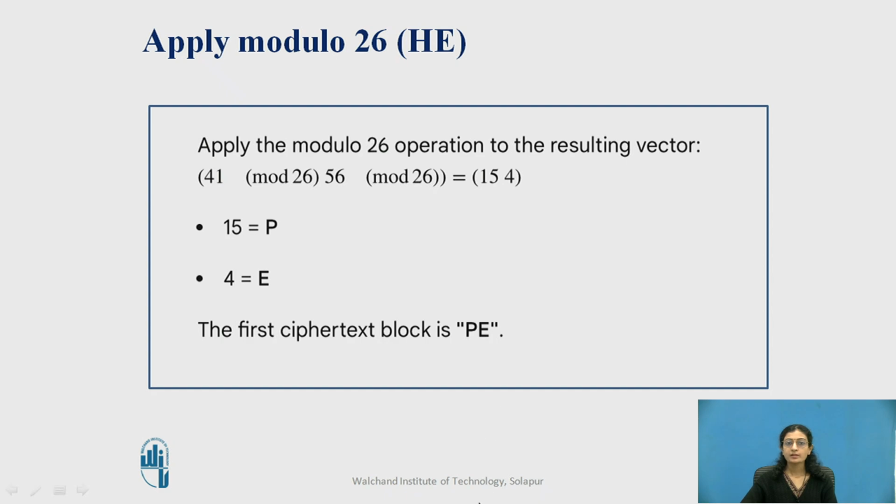Now let's apply modulo 26 to our example, which is HE. 41 and 56 are the values we obtained, and we have just seen how to perform the modulo operation on 41 and 56, and these are the respective answers. So 15 maps to P and 4 maps to E. That's why our ciphertext is PE.